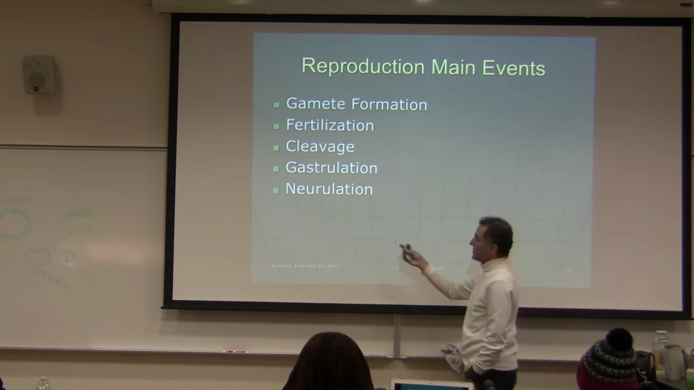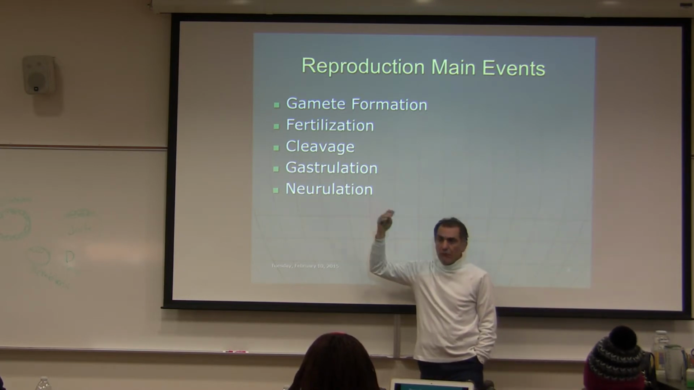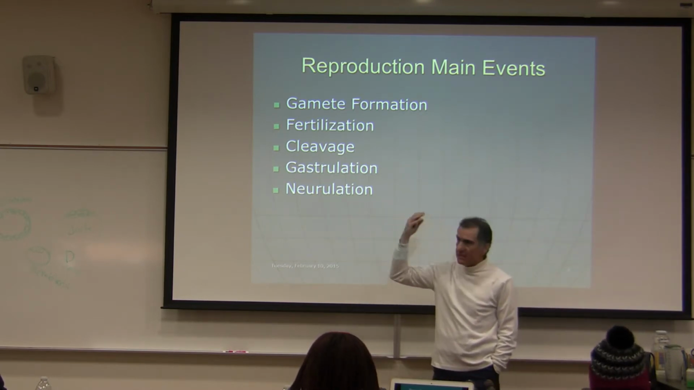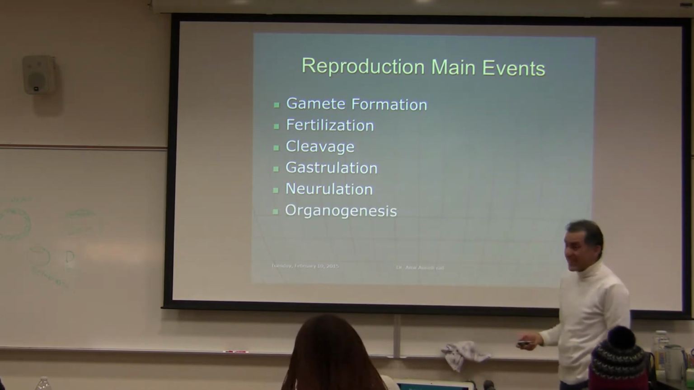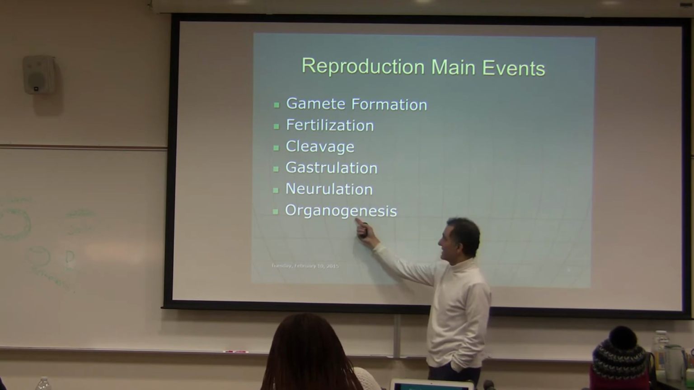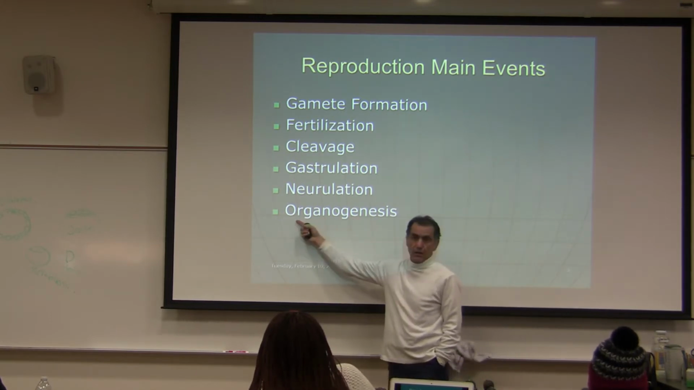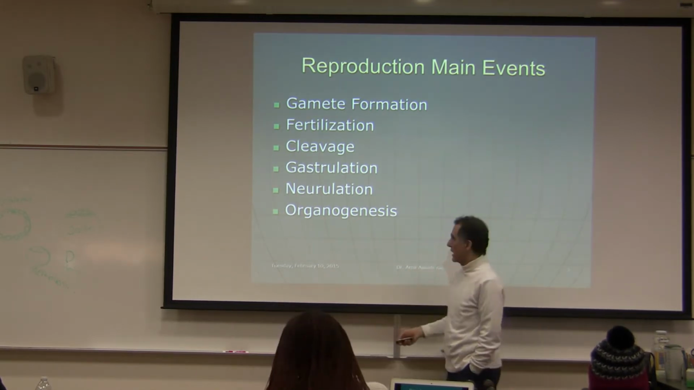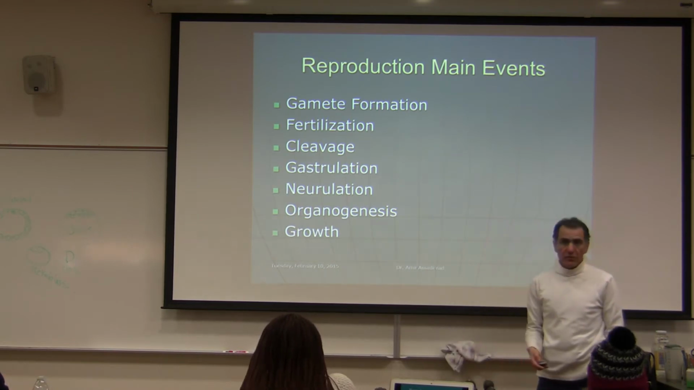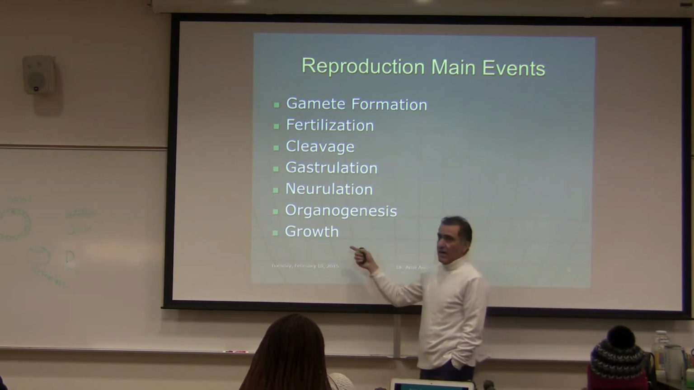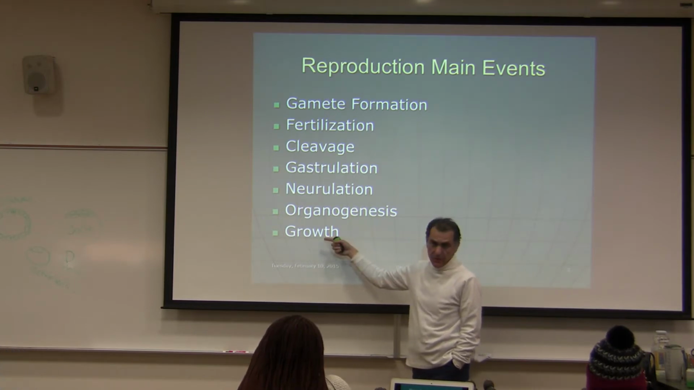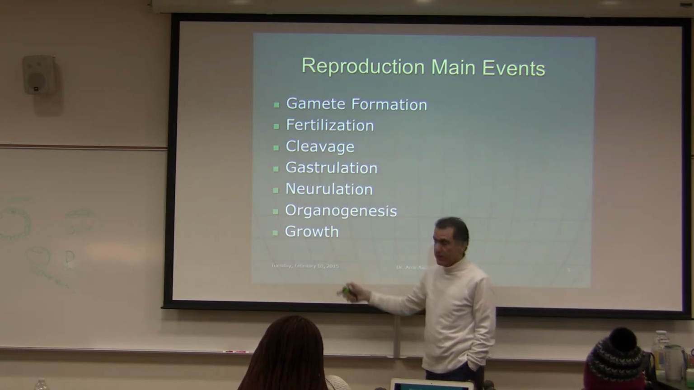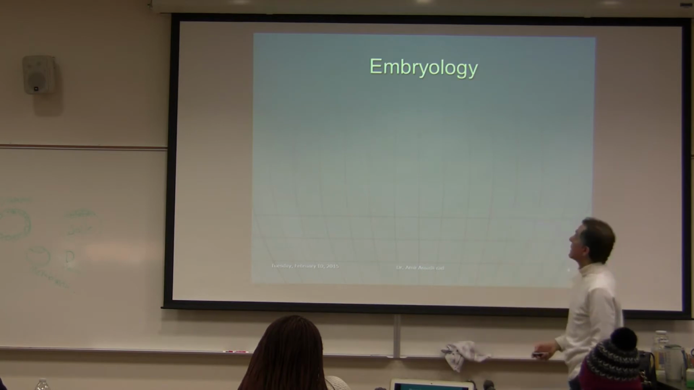Neurulation. What do you think neurulation is? Formation of your neurons and nervous system, brain, spinal cord. Okay, and then organogenesis. Genesis means formation of what? Organs. And then finally growth, which would be the embryo, and this would be what? Fetus, is that right? We talked about that. I did talk about it a little bit this morning.